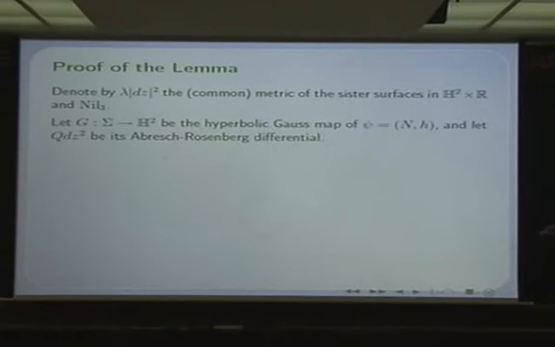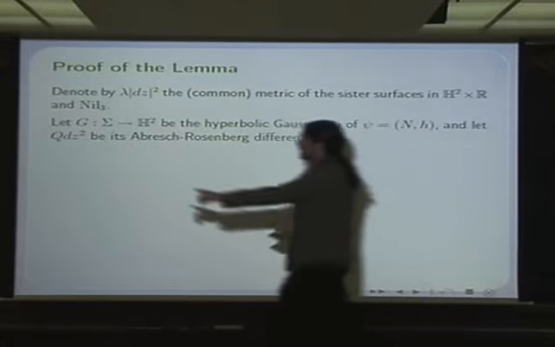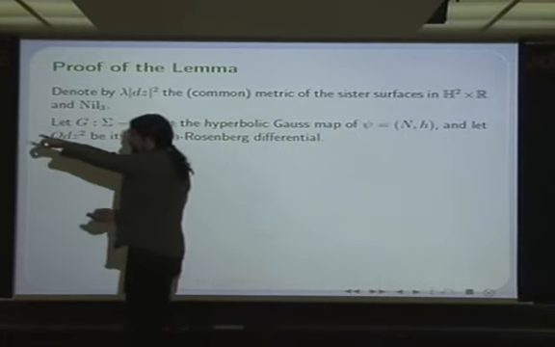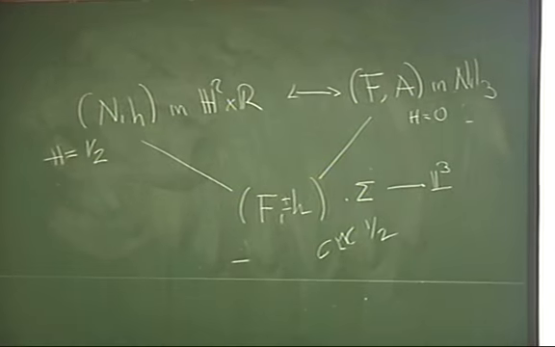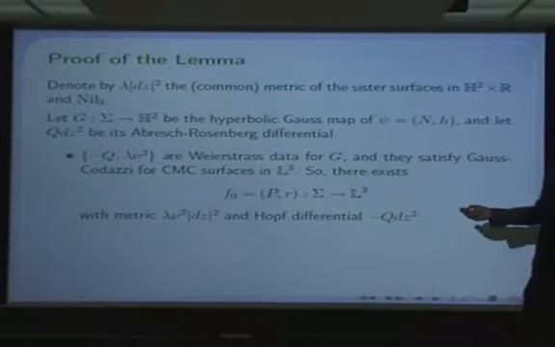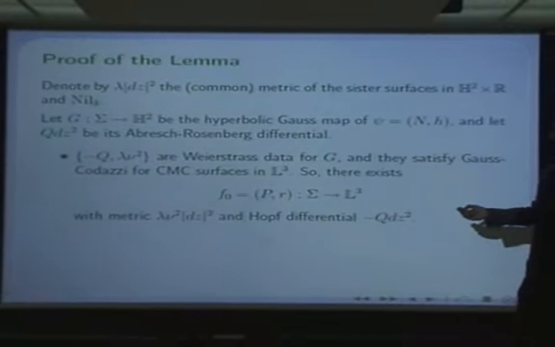So I start by denoting by lambda the common metric of the two sister surfaces in H2 cross R and in Heisenberg. Okay, this is the metric of these two surfaces. And I take the hyperbolic Gauss map of the one in H2 cross R. Let us call it G, and let us call Q its average Rosenberg differential. Then we know that minus Q and lambda nu square are Weierstrass data for G. This is the representation theorem.